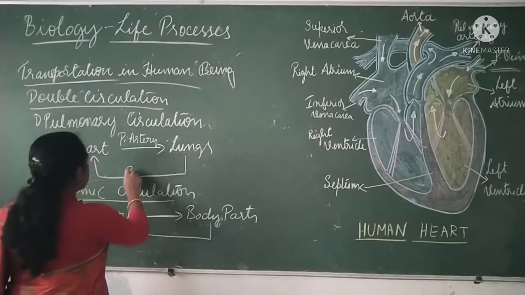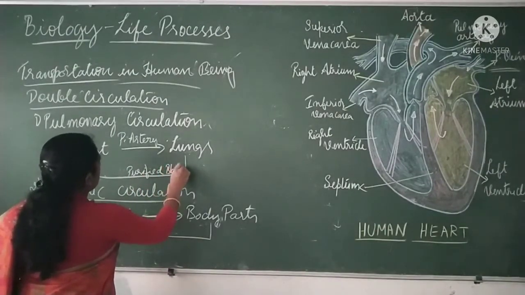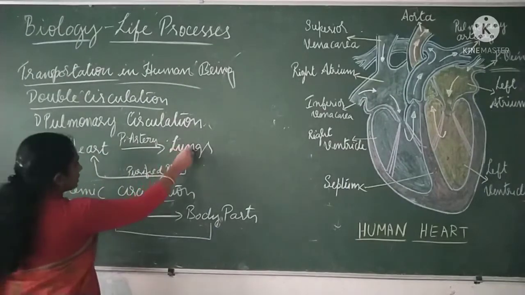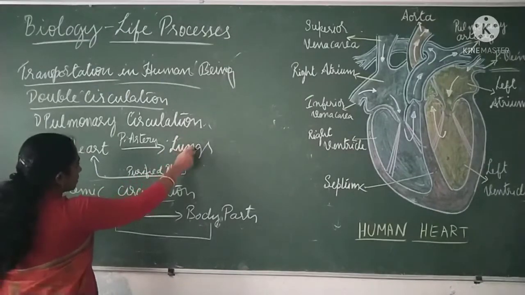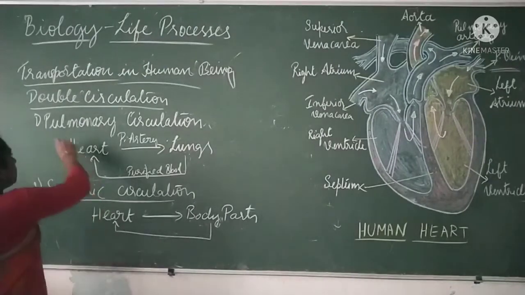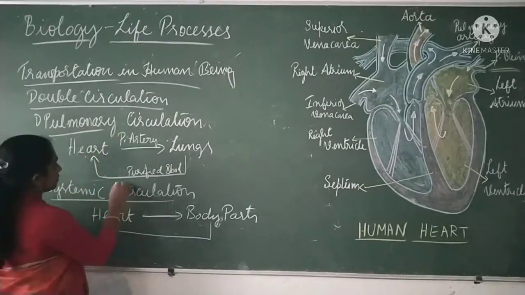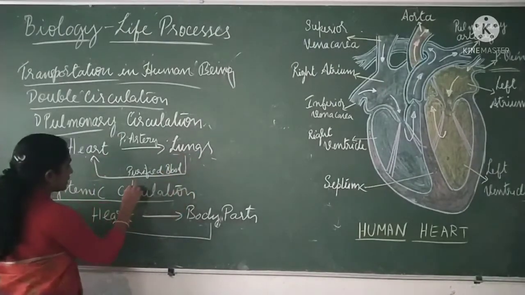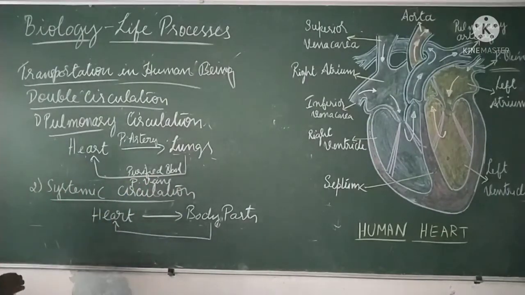After that, the purified blood reaches back to the heart. So from the heart, impure blood goes to the lungs, and from the lungs the purified blood is brought back to the heart. This is called pulmonary circulation. It happens with the help of pulmonary arteries and pulmonary veins. In the lungs, the purified blood reaches back to the heart by the help of pulmonary veins. So it is called pulmonary circulation.